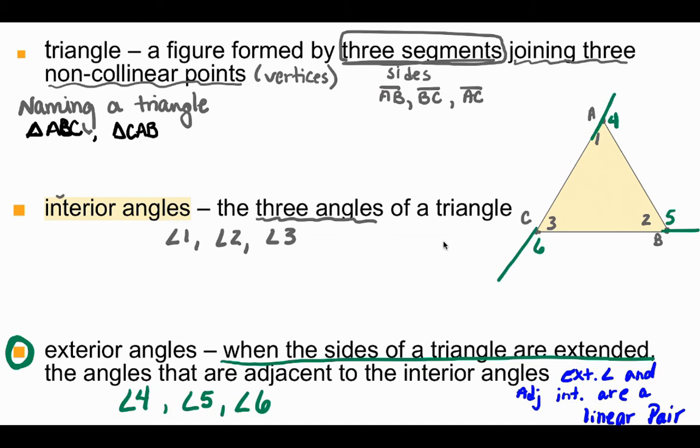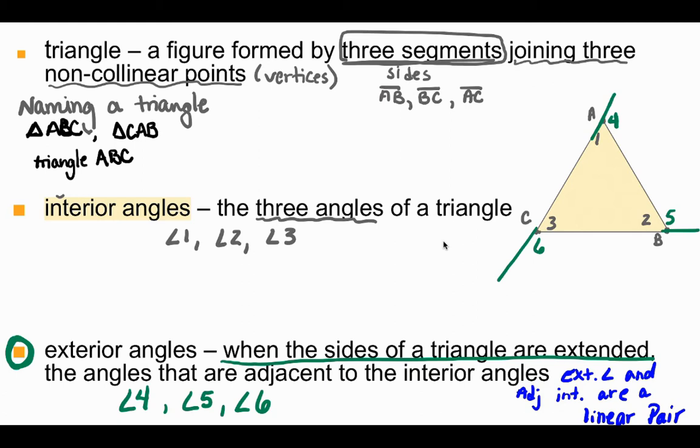If you're typing up your answer on a document and you cannot find the triangle symbol, then just type out the word triangle and follow it by the vertices. Notice that you are not putting commas in between the vertex point names.